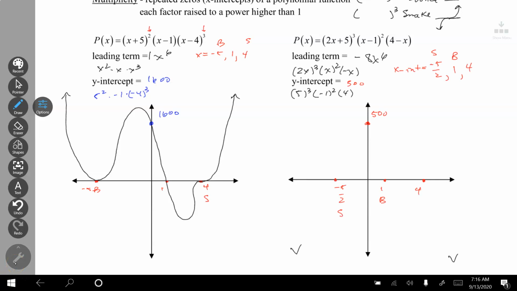So I did all the details. My leading term is -8x to the 6, -8. Right side goes down. X to the 6 means the left side also goes down. My y-intercept was 500 when I plugged in 0. My x-intercepts are -5/2, 1 and 4. -5/2 was a snake. 1 is a bounce. So I'm just going to go something like this. And that's basically what the graph would look like, give or take.